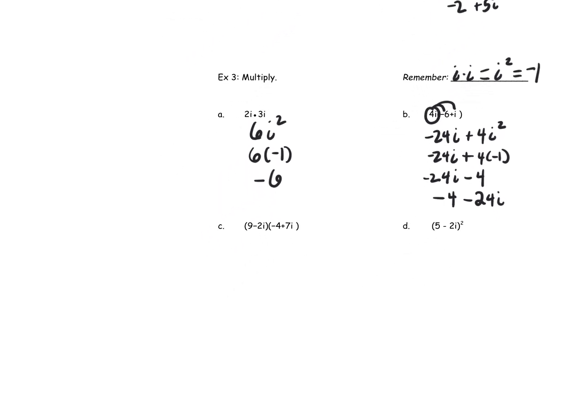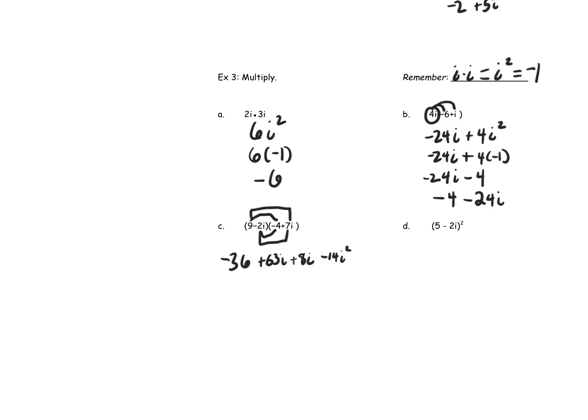For C, we are going to do some double distribution. So the 9, we're going to multiply with the negative 4 and with the 7i. The negative 2i, we're going to multiply with the negative 4 and with the positive 7i. So we have to multiply both things in the first parentheses with both things in the second parentheses. So that's 9 times negative 4, so that's negative 36. 9 times 7i, that is 63i. Negative 2i times negative 4 is positive 8i. And then negative 2i times 7i is negative 14i squared.